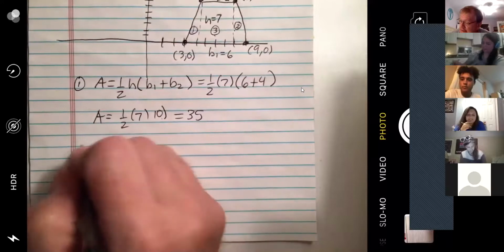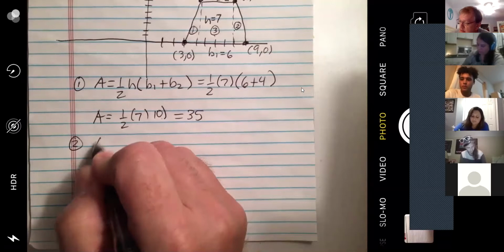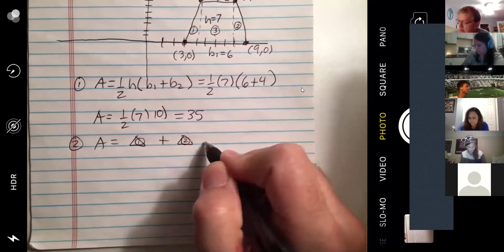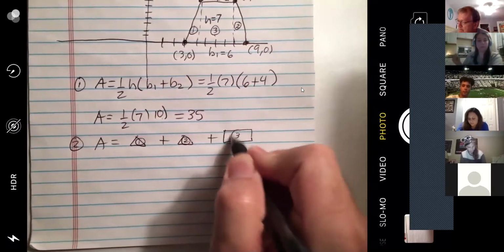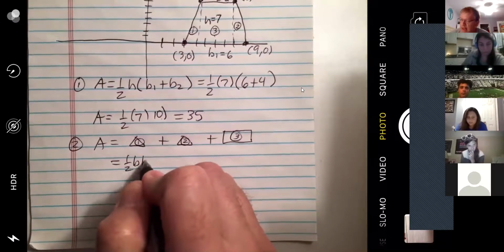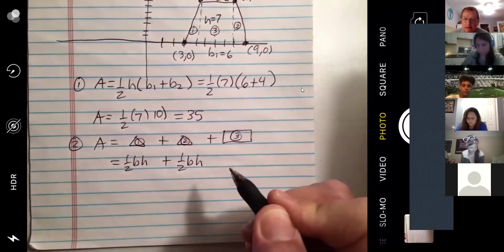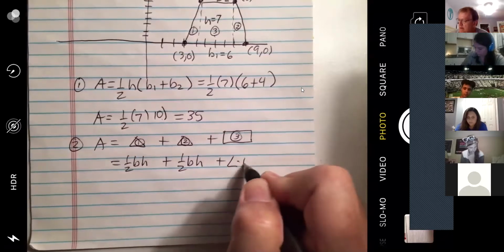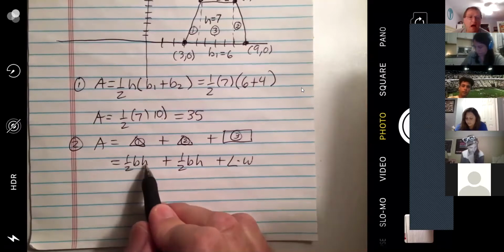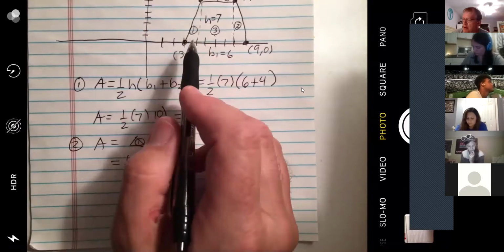It should. So method 2, you've got, let's see, we'll call it triangle 1, add triangle number 2, add rectangle number 3. Now a triangle is 1/2 times base times height, and this 1/2 times base times height, and then the rectangle is length times width. Hope you remember, a simple triangle is 1/2 times the base times the height. The base is the small area, the height is still vertical there, and you got 1/2 of it.